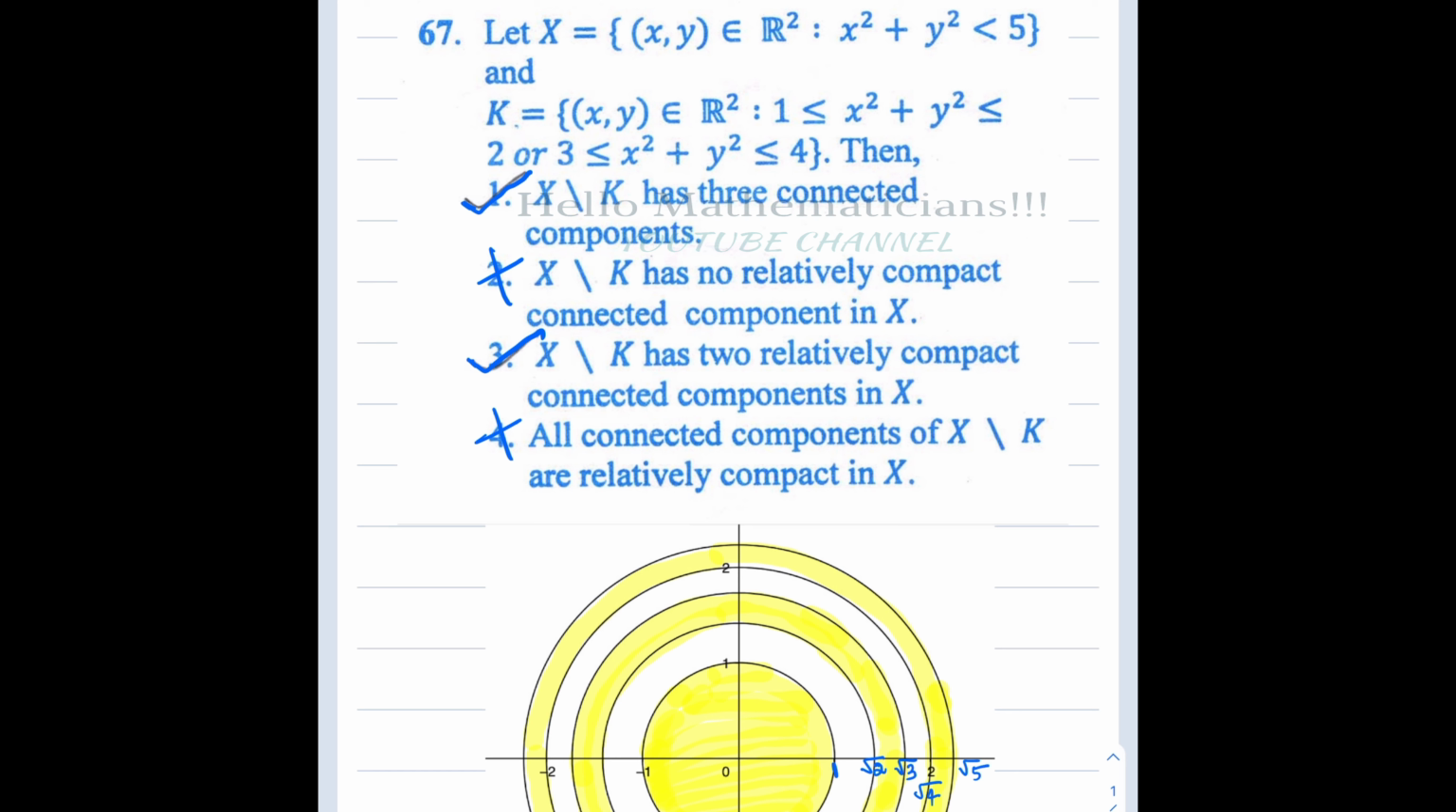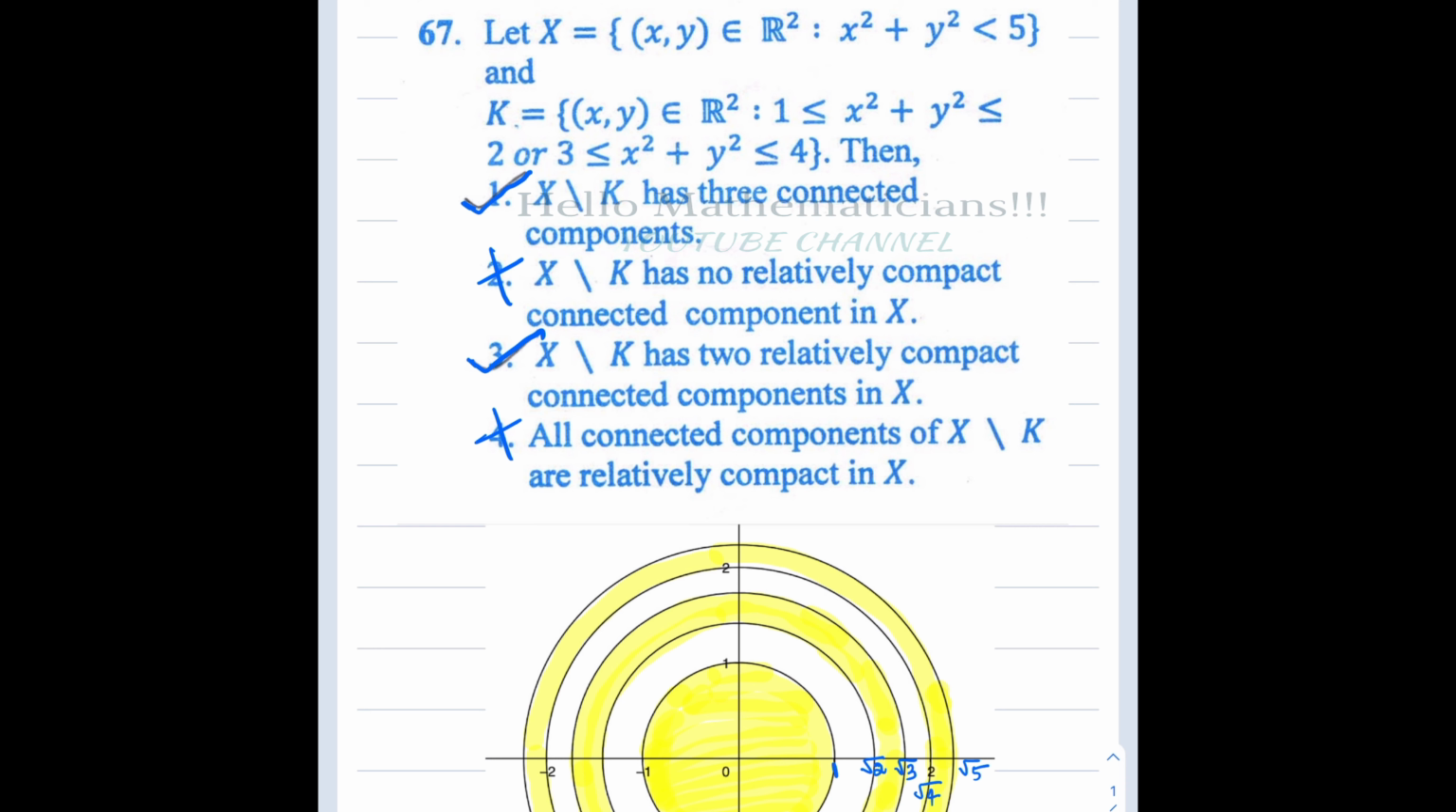This notion of relatively compact is not very common, at least in the master level syllabus. Once you know the definition of relatively compact, then this problem is almost immediate. Okay, let's see the problem.